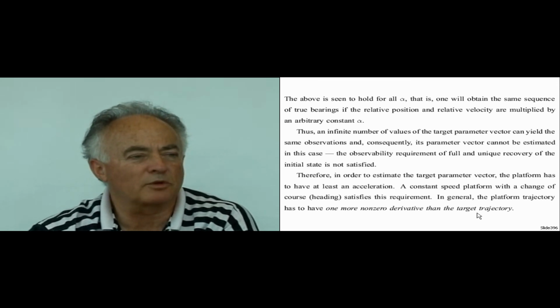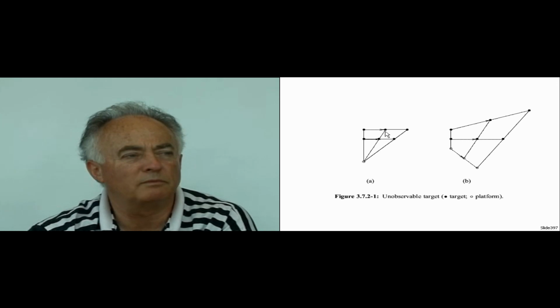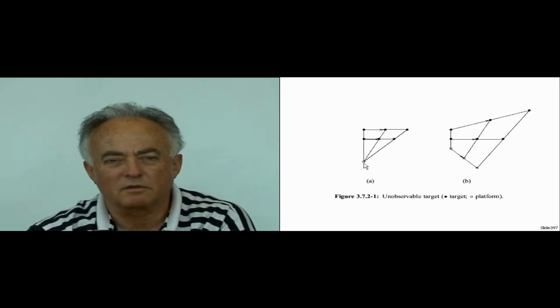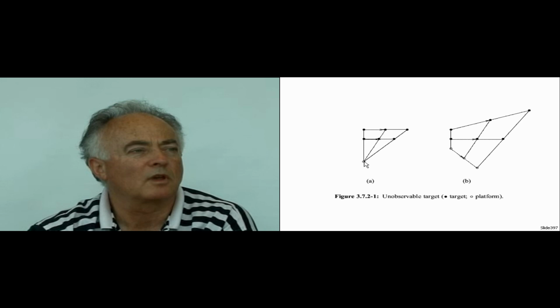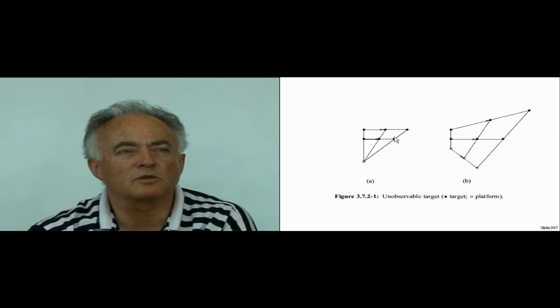Here are some examples. This is the platform. This is the target. If the platform doesn't move, has really no velocity, and the target is here, or the target is here, you can see the distance has gone up by a certain factor, and the velocity has gone up. What we get here is exactly the same sequence of observations.